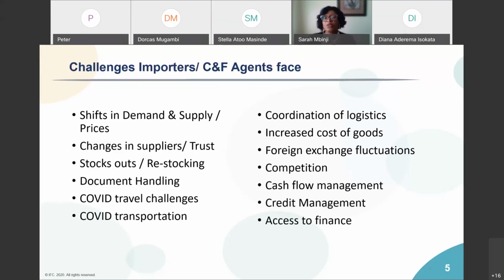So we have seen a lot of shifts in demand and supply during 2020, which is what we're calling the COVID pandemic period.